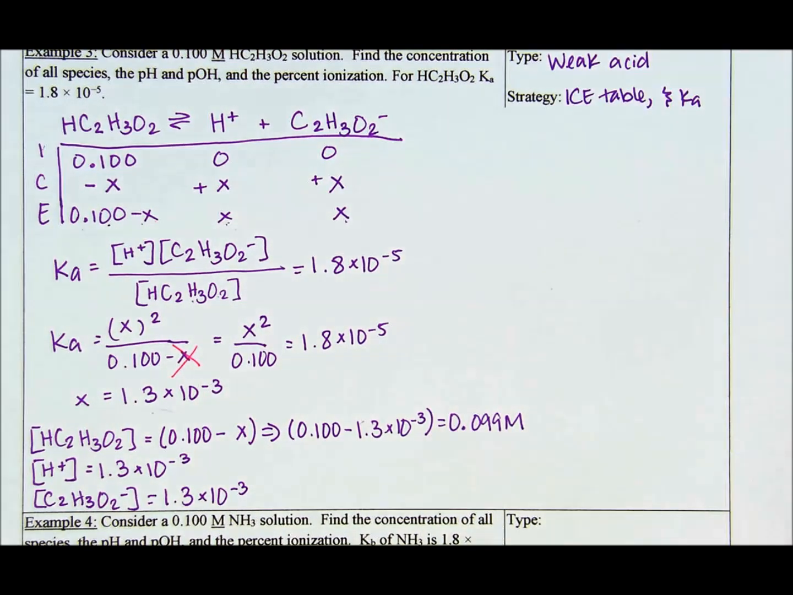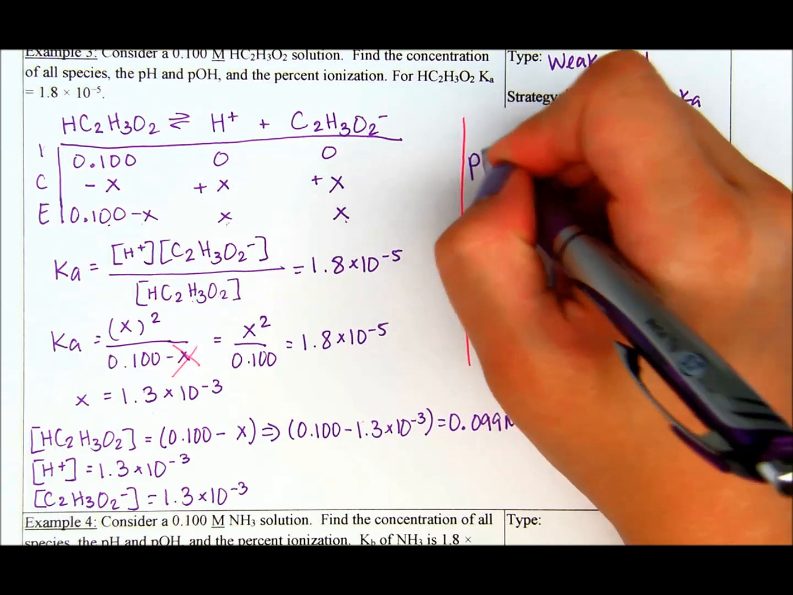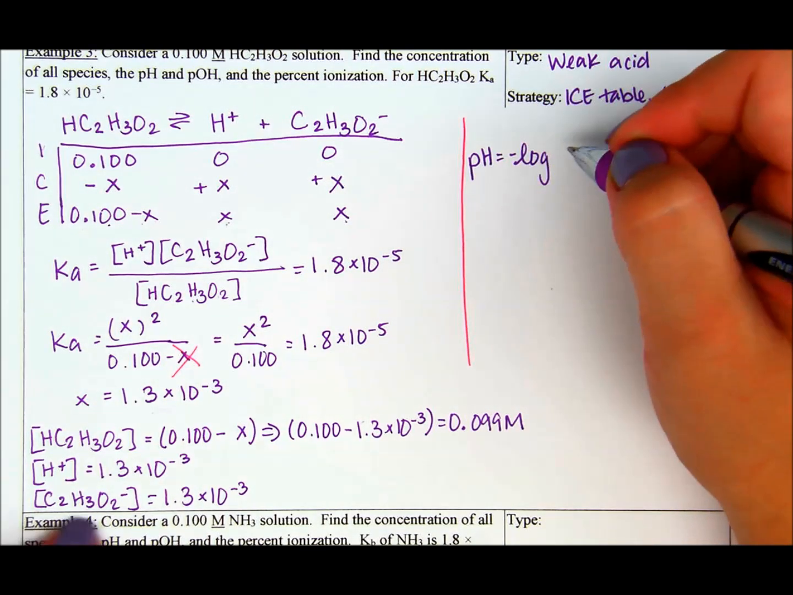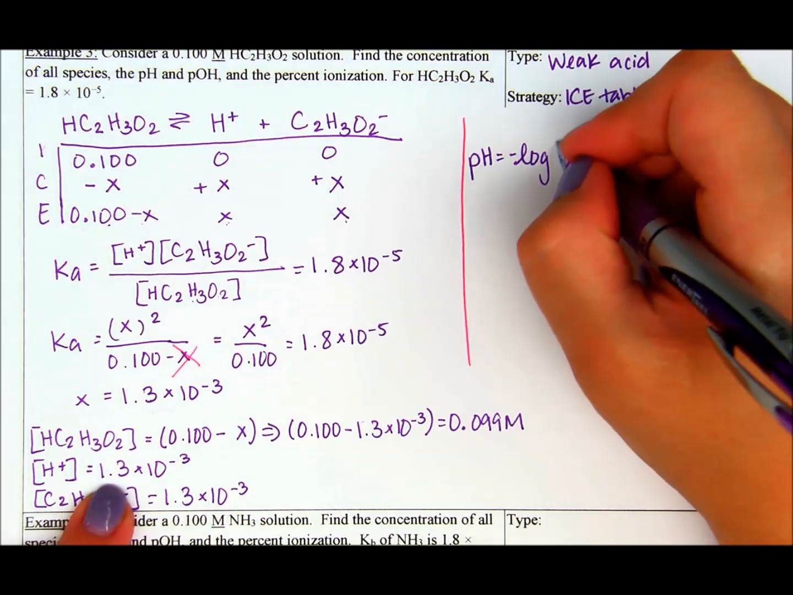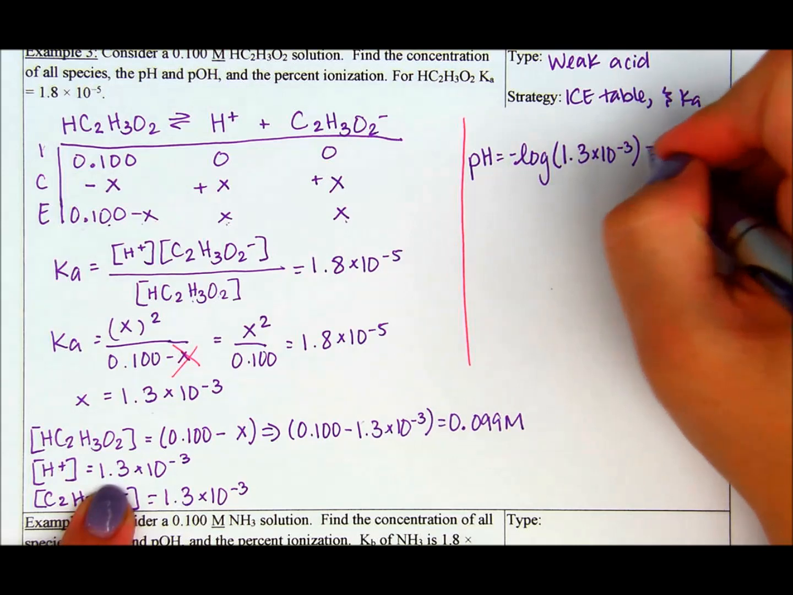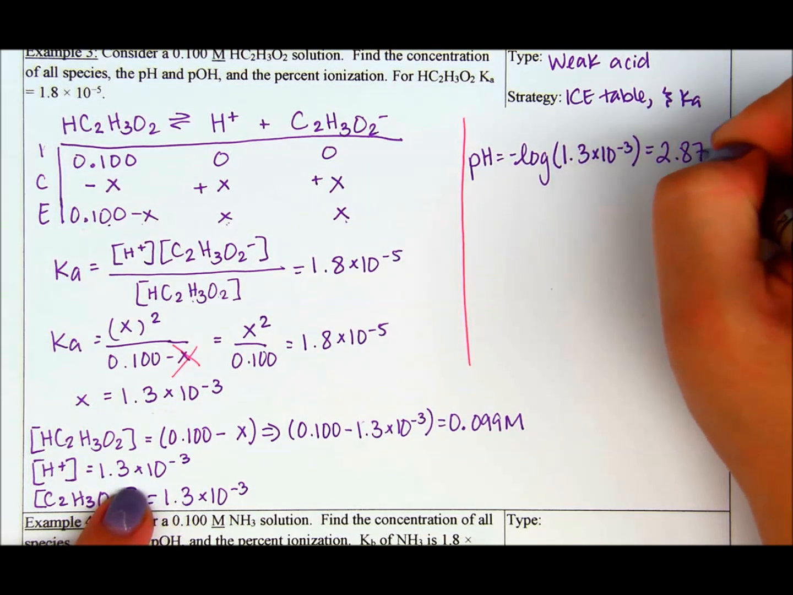Okay, so I'm going to draw a little line here so we don't get confused, and then we're going to go ahead and move up here. So let's find the pH. pH equals negative log concentration of H plus. So the concentration of H plus is 1.3 times 10 to the negative 3. When you plug that into your calculator, you should get 2.87 as your pH.